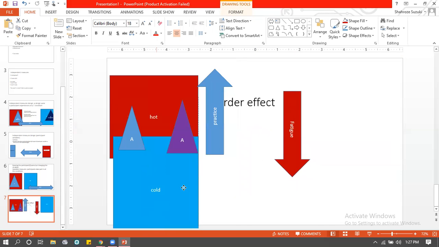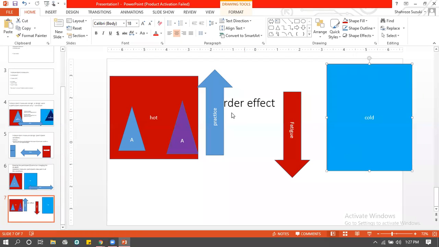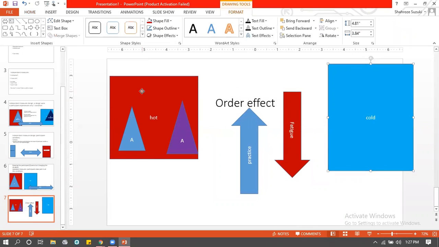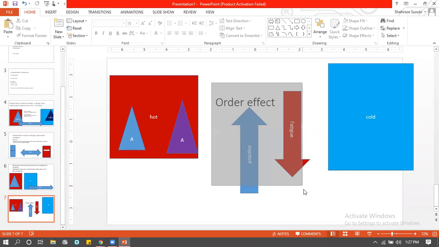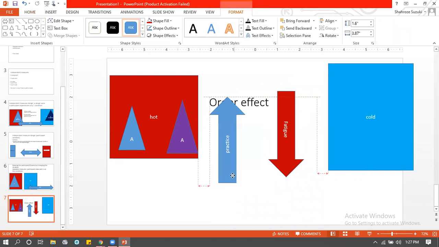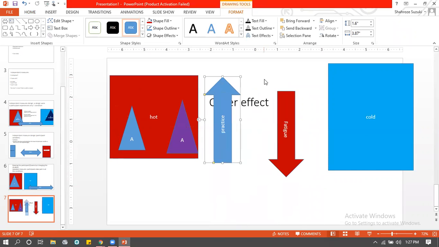Do you put the cold room first or the hot room first? Either way, these are going to be present. Whatever room you apply first, the person will either get fatigued or is naturally going to get happy. Let's think of it this way.